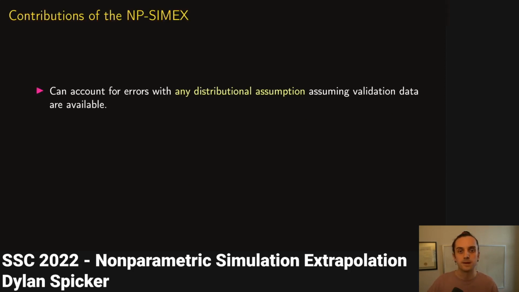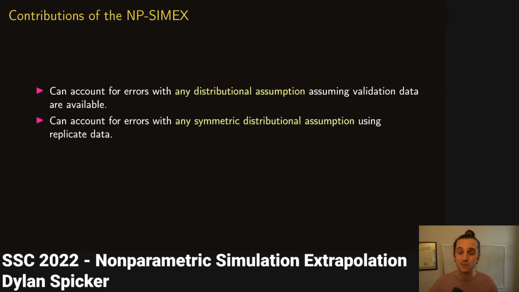So to give a quick wrap up of the main contributions here, the NP-SIMEX is capable of correcting for errors in variables under any distributional assumptions, assuming that you have a validation sample. If, as is common in the measurement error literature, a validation sample is not available, we can use the NP-SIMEX assuming that we have replicated measurements. In this case, we do need to make some distributional assumptions, but they can be fairly broad. So for instance, we show that the NP-SIMEX procedure can be implemented using replicate data if we assume that the errors follow any symmetric distribution.